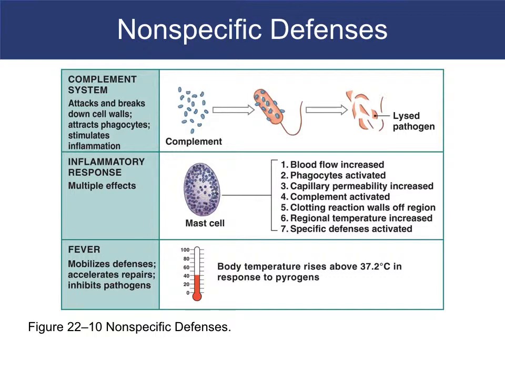Fever is another non-specific defense mechanism. Our body fights infection better when it's warmer. That's why we run fevers when we get sick, because when you've got a fever of 101 or 102, that makes all these defenses work better and allows your cells to go after and kill off the thing you're fighting.